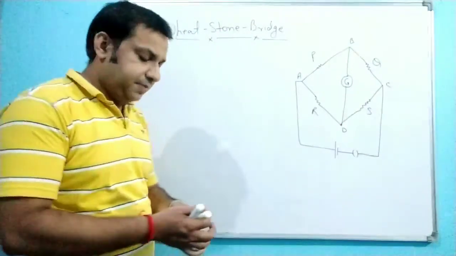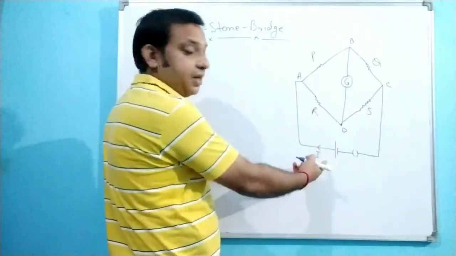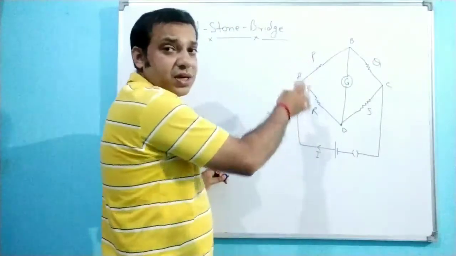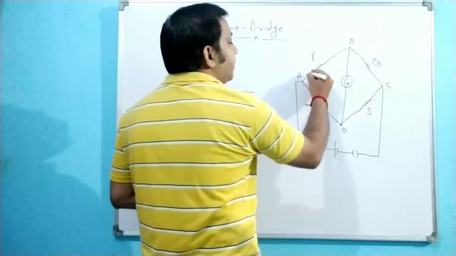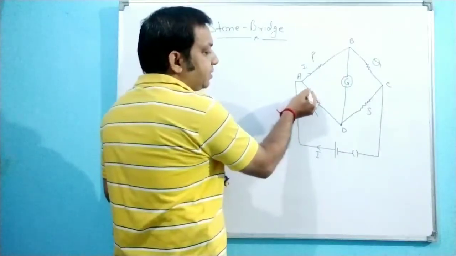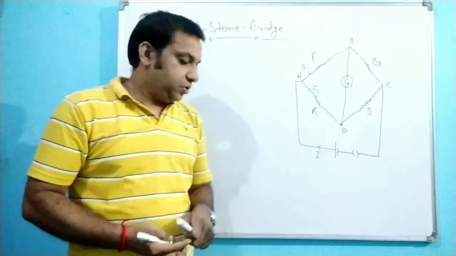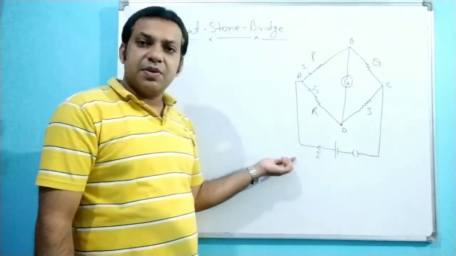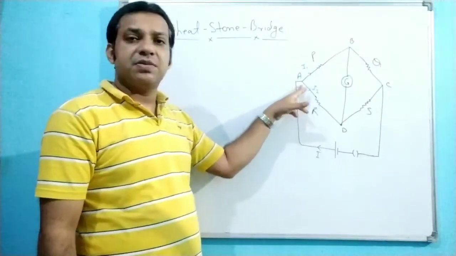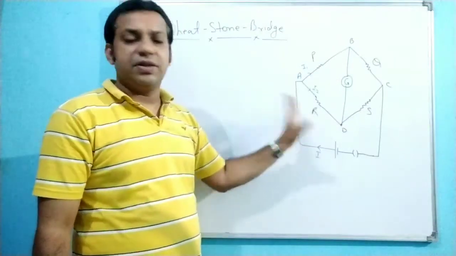So when you press the key, the current I will start from the positive terminal of the cell and reach here. Now here two branches are there, so the current will divide. I am assuming in this direction the I1 current flows and in this direction the I2 current flows. Because there are two branches originating from this node A, the I1 current is flowing this side and the I2 current is flowing this side.